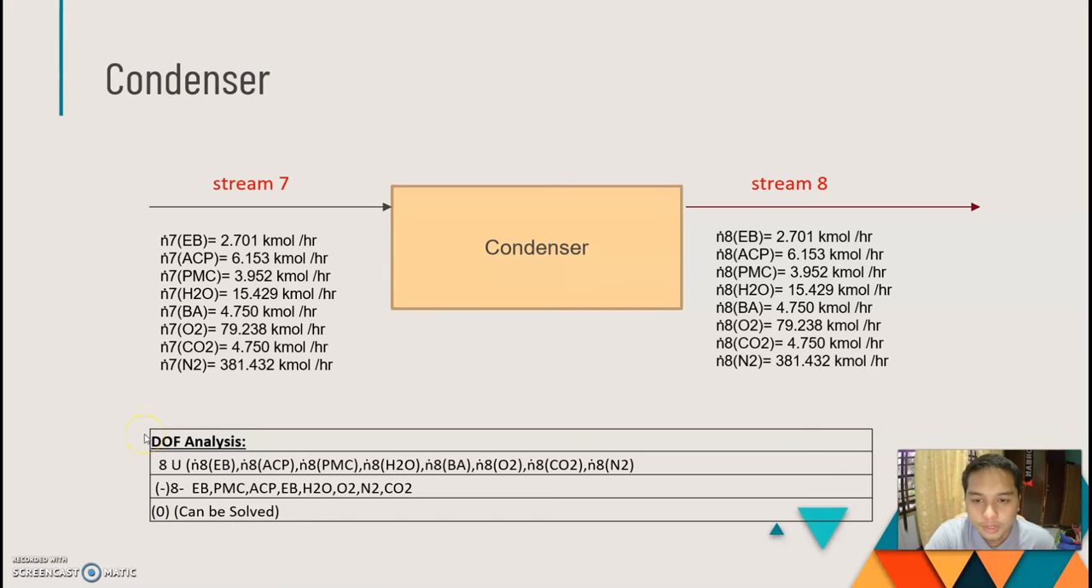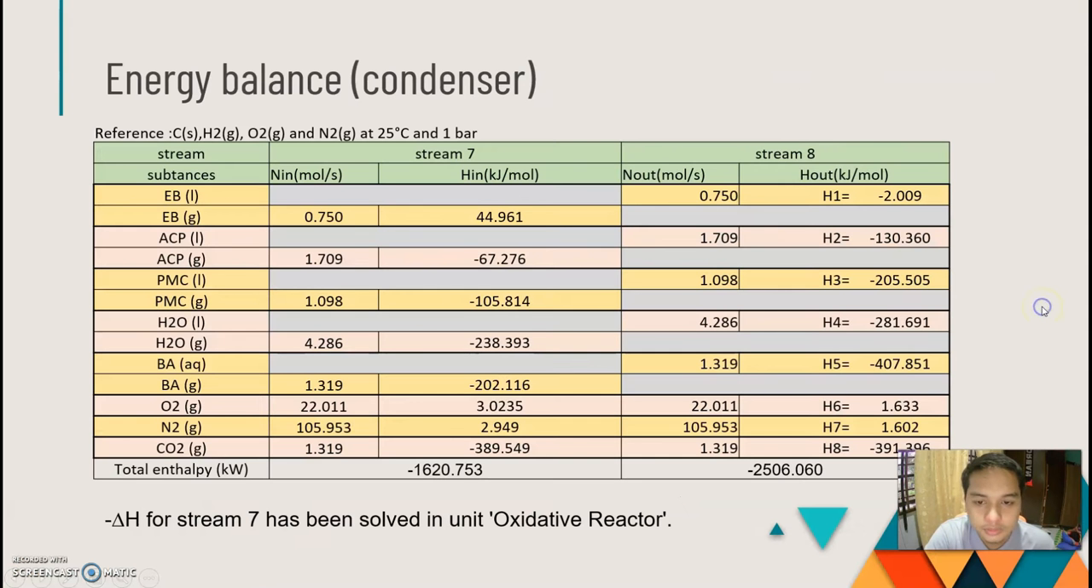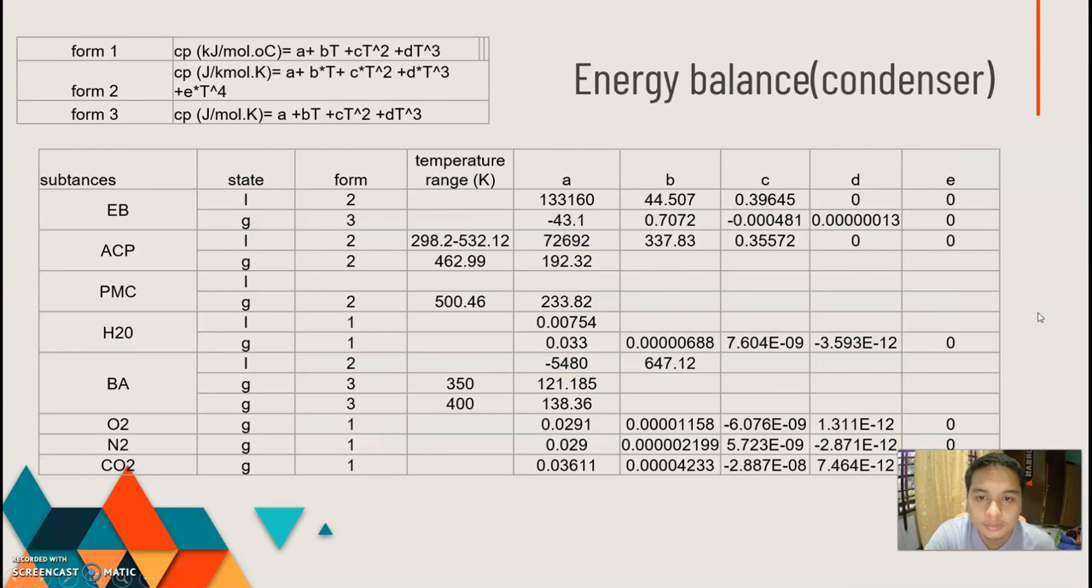For the condenser part, we have one inlet and one outlet, so we use the method for molar flow rate. Okay, this is our equation, our calculation. This is our energy balance. We use this as our enthalpy table, and this is our CP table.